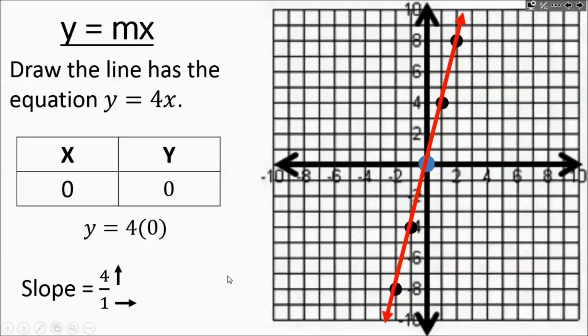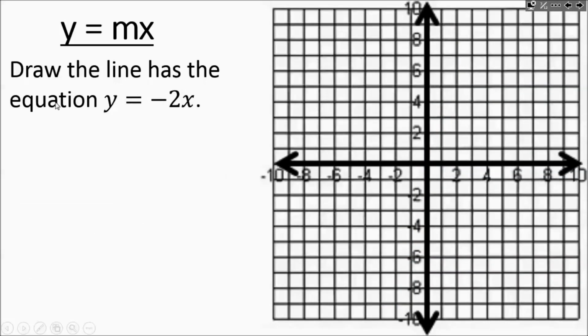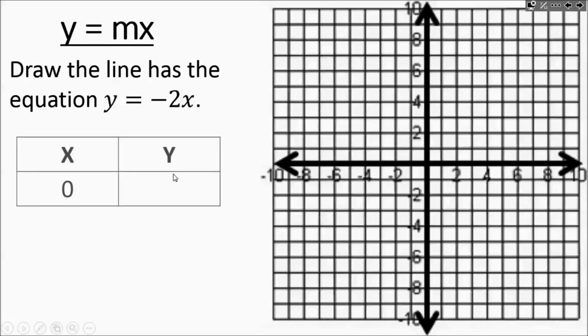Moving on. Draw the line that has the equation y equals negative 2x. Well, we know the slope's going to be negative 2, and this is a proportional relationship, but just to double check, it should have that starting point of 0, 0. So hey, they give us an input of x. You could work it out. Negative 2 times 0 is 0.